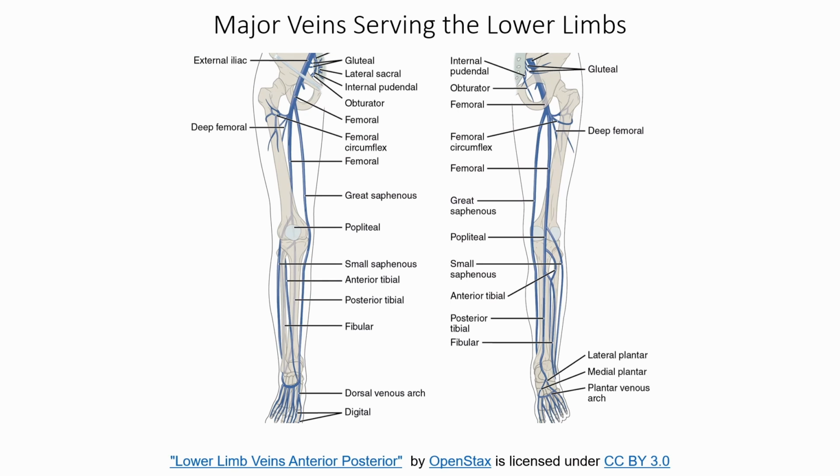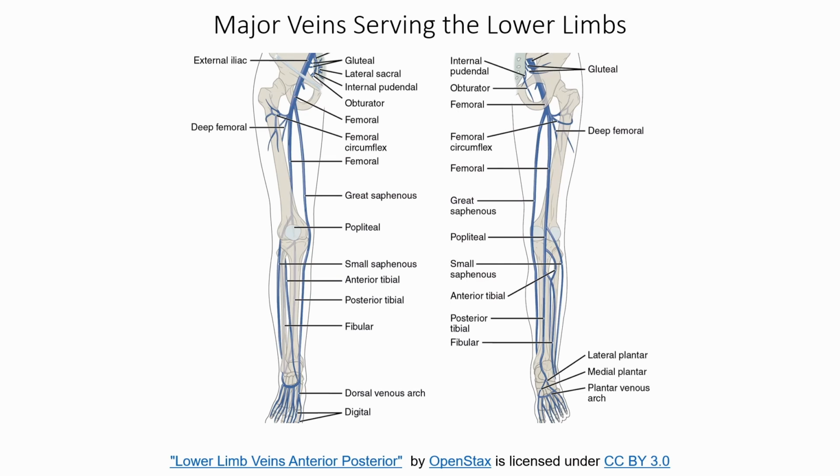So if we're looking at what's serving the lower limbs, we have the external iliac, which is the primary one serving the lower limb. The internal iliac is dealing with the gluteal, the lateral sacral, the internal pudendal and the obturator, so we're not going to worry about that. External iliac becomes femoral. We have the femoral circumflex, which goes around the femur. The deep femoral goes down.